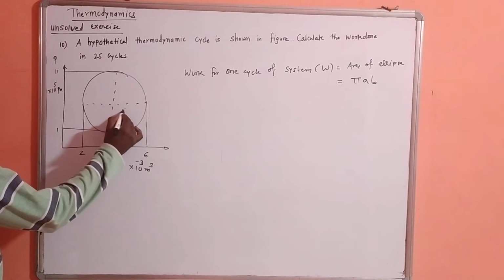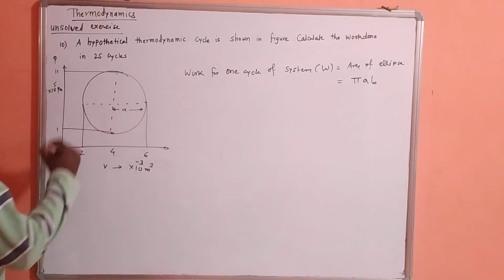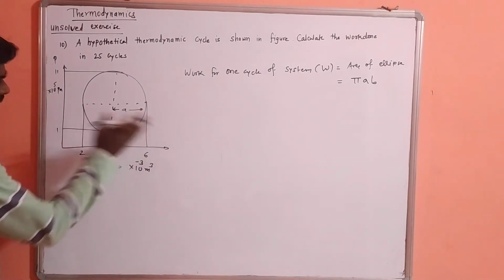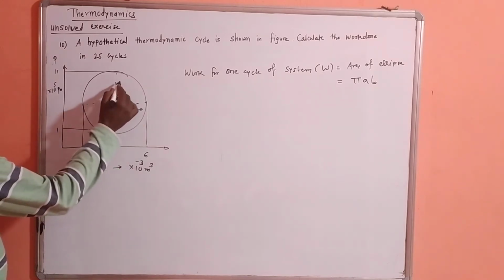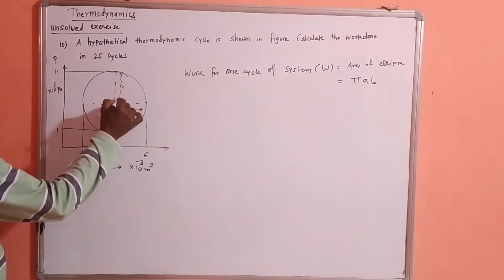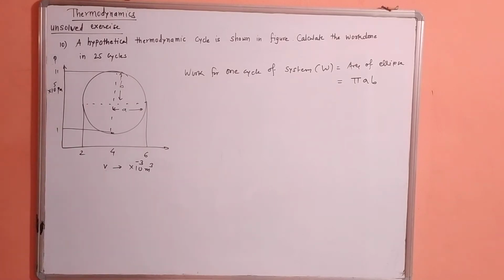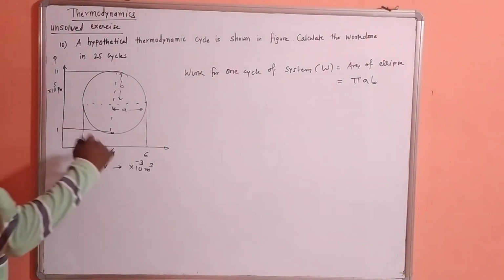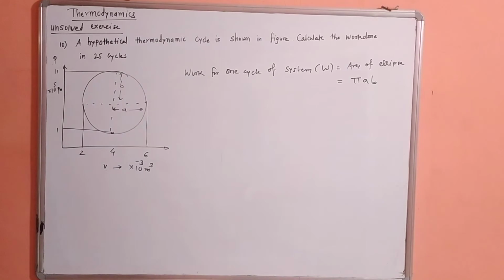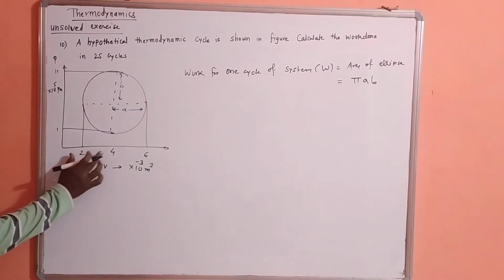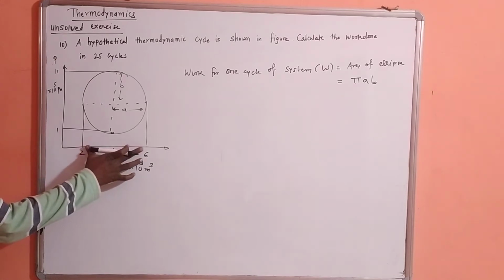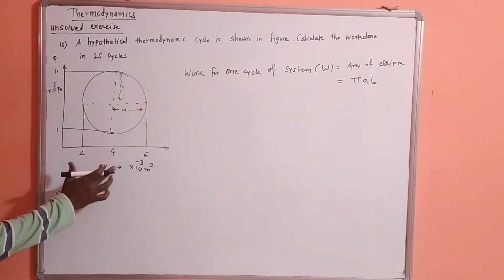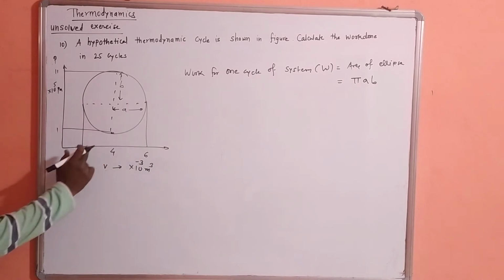What is A? A is the length of the semi major axis, that is along the x axis, and B is the length of the semi minor axis, that is along the y axis. So here we will first find A and B and then substitute these values in the work. A is the semi major axis. Semi means divided by 2, and how can one find this?